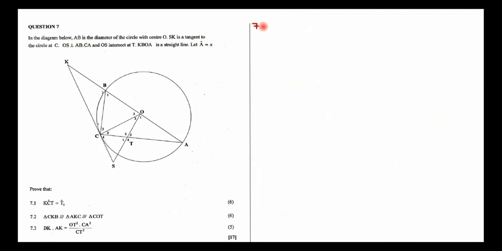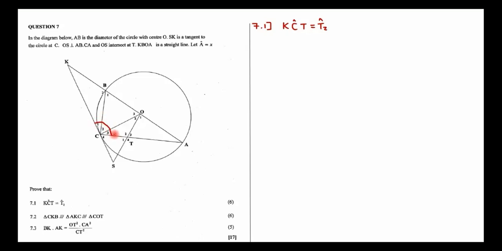So the second part here, we're going to answer 7.1. Here they're saying that we need to prove that KCT is equal to T2. Now in Euclidean geometry, the first thing that you always need to do is look where is KCT. So KCT here, as I can see, is this angle, right?